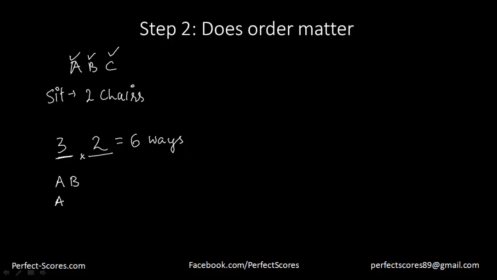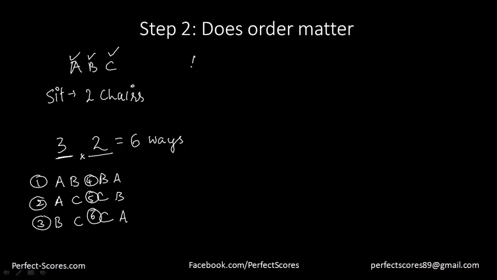A can sit on the first chair and C can sit on the second chair. B can sit on the first chair and C can sit on the second chair. Similarly, B can sit on the first chair and A can sit on the second chair. C can sit on the first chair and B can sit on the second chair. And C can sit on the first chair and A can sit on the second chair. So these are the number of ways that these 3 people can sit on 2 chairs. So these are those 6 ways, right?